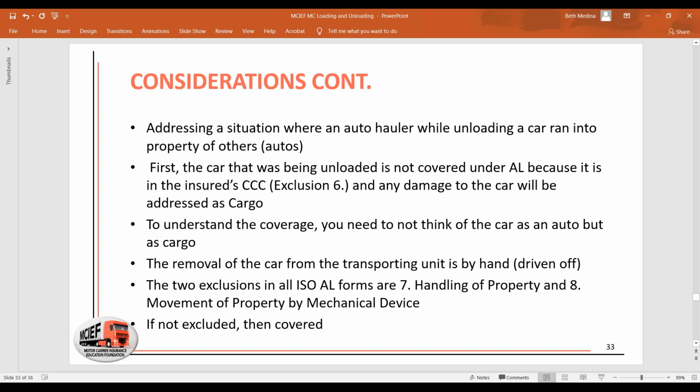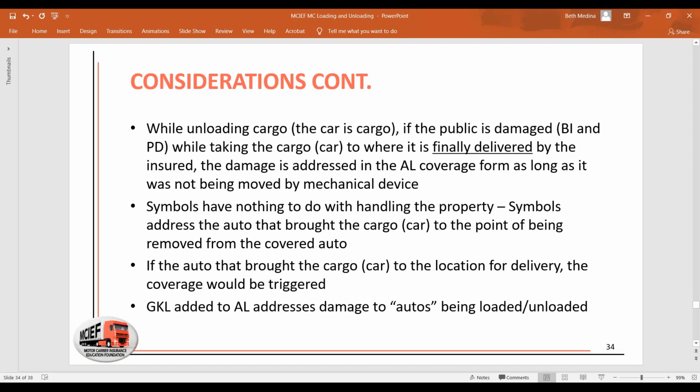To understand the coverage, you need to not think of the car as an auto, but as cargo. The removal of the car from the transportation by hand is driven off. The two exclusions in all ISO auto forms are 7, handling of property, and 8, movement of property by mechanical device. So it's being removed not by a mechanical device. It's being driven away. So it's not excluded. Then it is covered in an auto form. So while loading, the cargo, the car, is cargo. If the public is damaged, BI/PD, while taking the car to its final destination by the insured, the damage is addressed in the auto liability coverage form as long as it's not being moved by a mechanical device, meaning a forklift, a crane, or things like that.